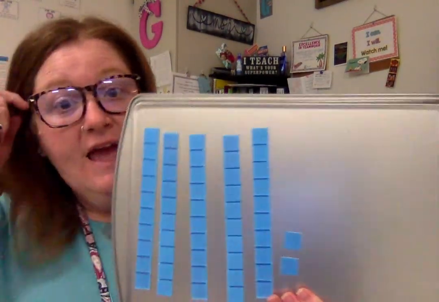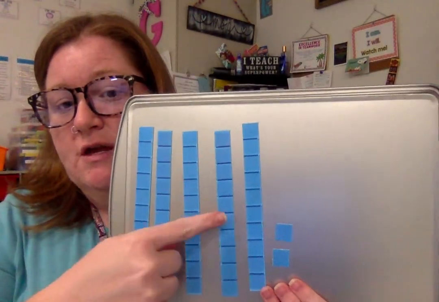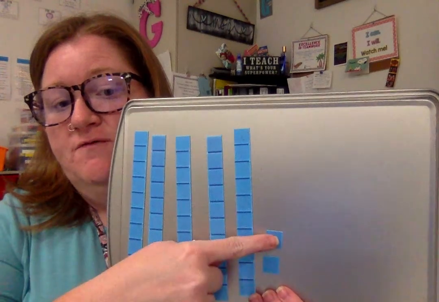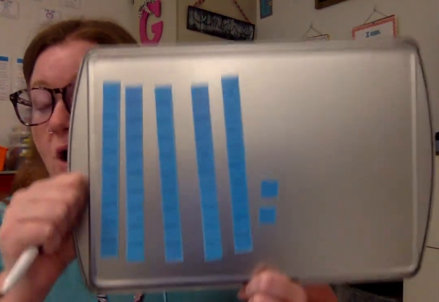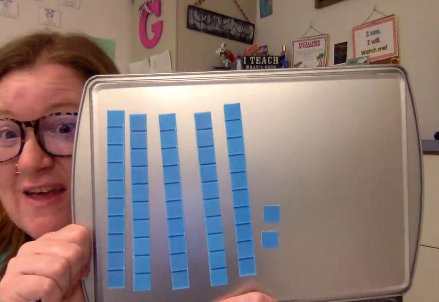So again, I can count to see how many that is. 10, 20, 30, 40, 50, 51, 52. I can say, oh, there are 52. That's how many that's showing me.